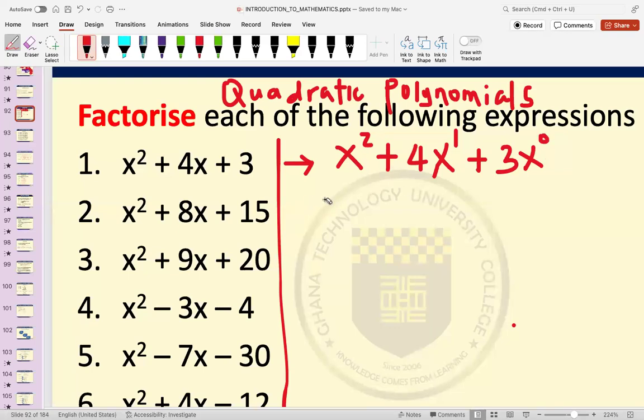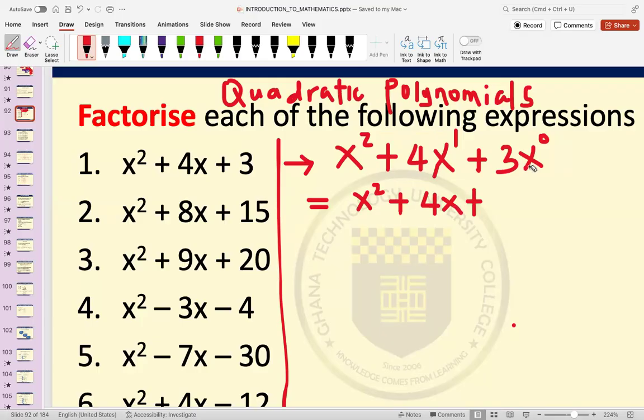So in writing it in proper form, x squared, you can't do anything about it. So you write x squared, plus any variable raised to the power 1 is the same variable. So this is also written as 4x.